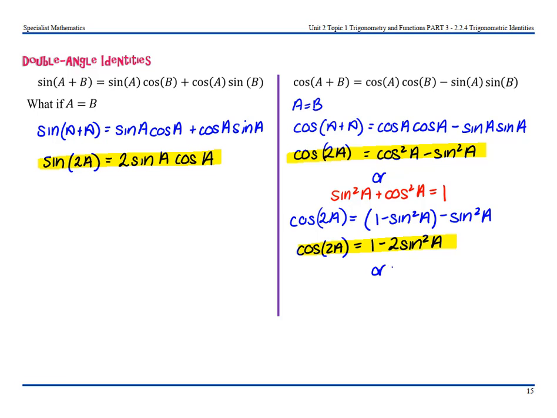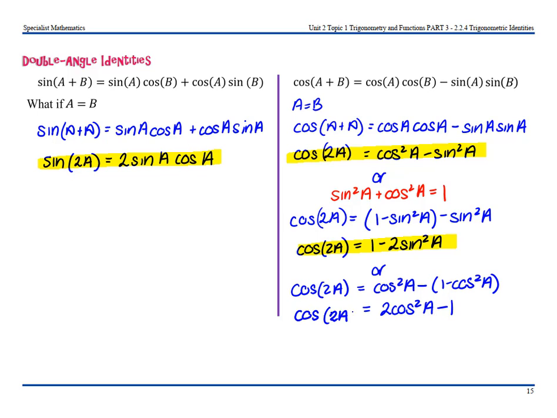Alternatively, I could have replaced my sine squared A. So cos squared A minus, 1 minus cos squared A. So that becomes 2 cos squared A minus 1. And again, that is on your formula sheet. So make sure you can see where they all are. Make sure you use your formula sheet.